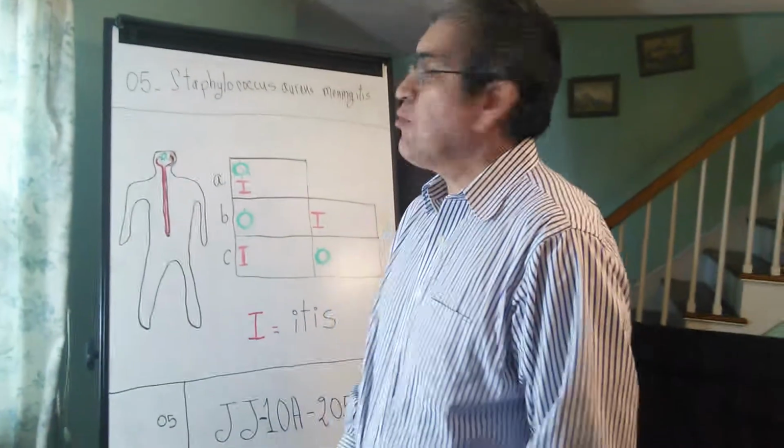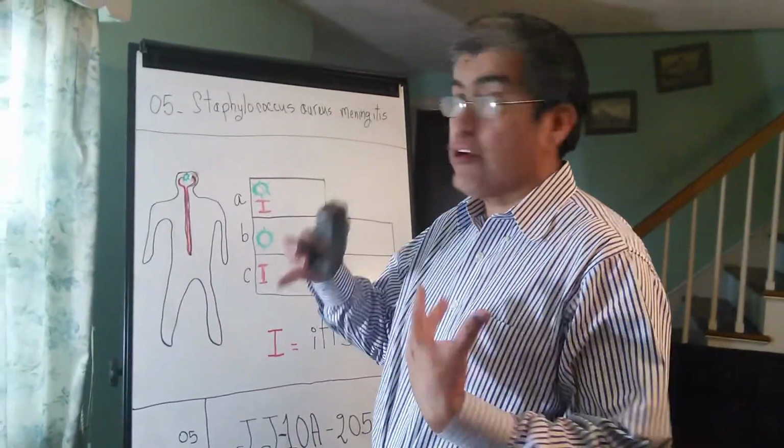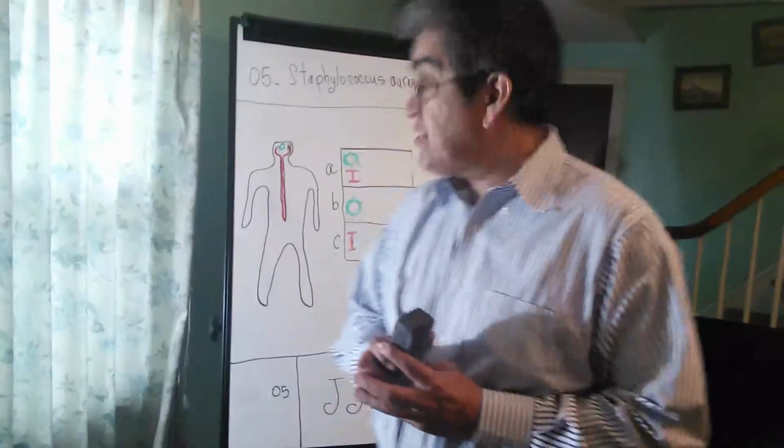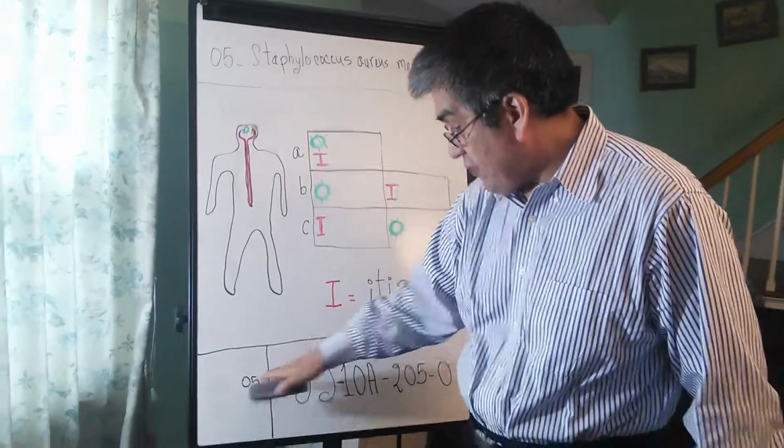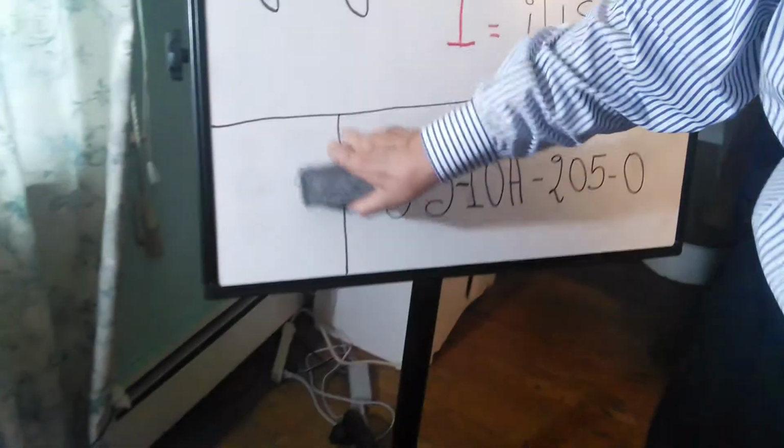Hi, this morning we are up to the last problem in our group of 5 problems for inflammation diseases of the central nervous system. And the problem reads like this. It's number 5. Here's number 5. We're going to erase this. This is the last one.